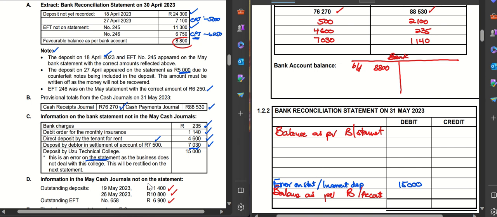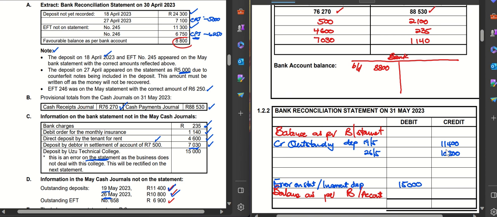Let's come to information on the May cash journals. We have an outstanding deposit of 11,400 over there. So I'm going to come here and I'll say, remember we credit all our outstanding deposits. And these deposits, the first one is on the 19th of May. So I'm going to call it 1905. And then the amount is 11,400. So I come here 11.4. The other deposit is on the 26th of May. Outstanding deposit on the 26th of May. And that deposit is for 10,800.